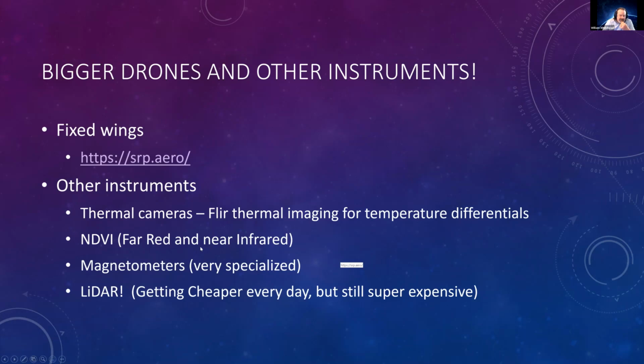Near infrared is more for vegetation. Magnetometers are very specialized, and I haven't really got into that. But there are systems where you can fly magnetometers with drones and do large area magnetometer surveys with a drone. But that's a very specialized set of circumstances.